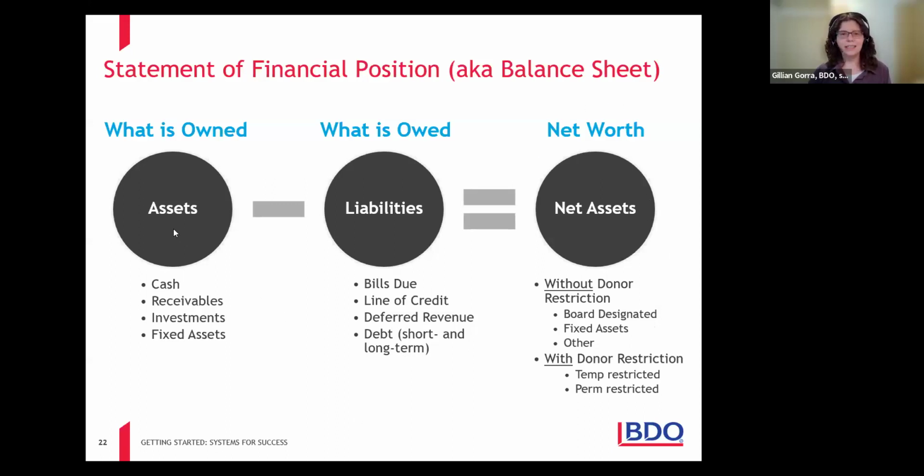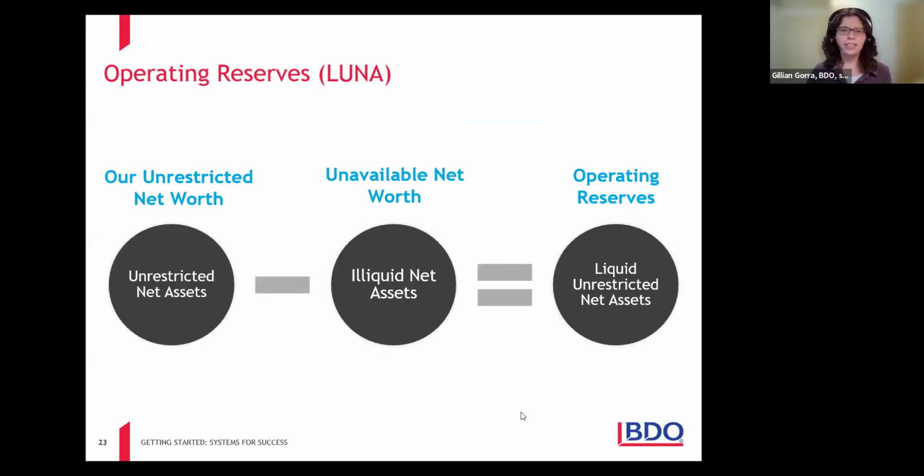We take our assets, subtract our liabilities, and what we're left with are our net assets, right? In the nonprofit sector, we break our net assets down by restriction type. We have unrestricted net assets and we have restricted net assets, right? This is important as well, because now I want to get to LUNA, liquid unrestricted net assets. This is a metric that really helps us understand our reserves, right?